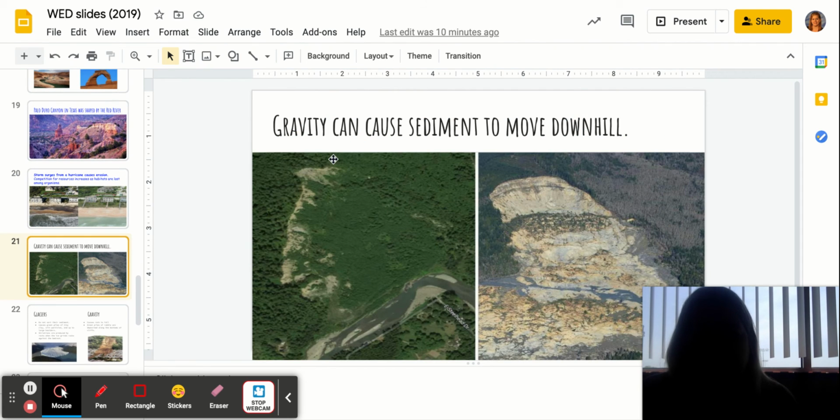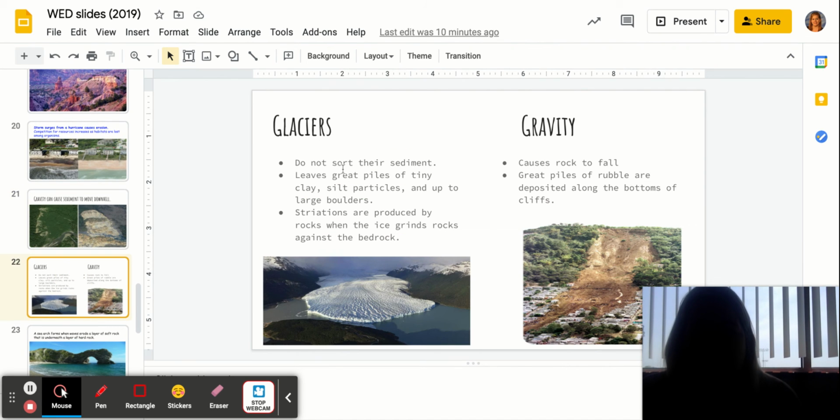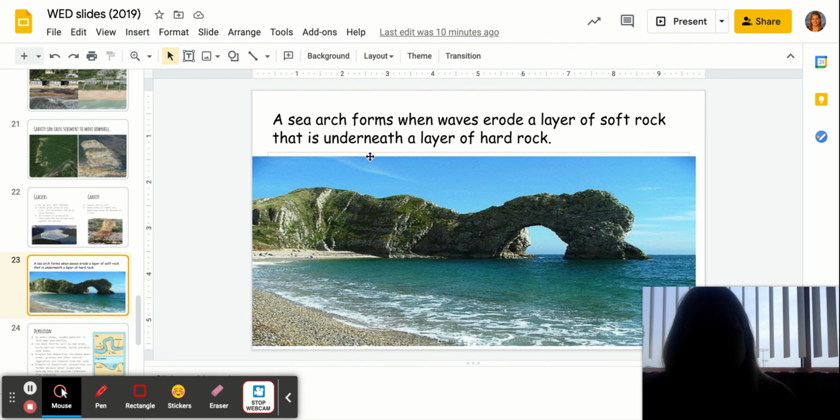Okay, so gravity can cause sediment to move downhill. This is what it looked like before a landslide, and then all of it just fell down, deposited at the bottom. Okay, so glaciers do not sort their sediment, leaving great piles from tiny clay up to large boulders. Gravity can cause rocks to fall. Great piles of rubble are deposited along the bottoms of cliffs. Oh look, a sea arch forms when waves erode a layer of soft rock that is under the hard rock.